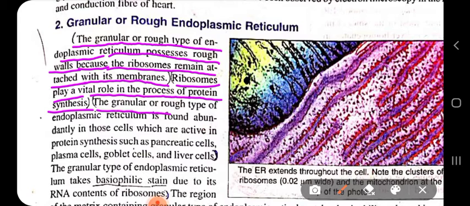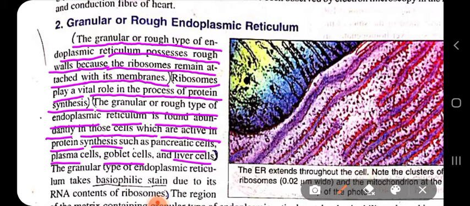The granular or rough type of endoplasmic reticulum is found abundantly in those cells which are active in protein synthesis, like pancreatic cells, plasma cells, goblet cells, and liver cells.